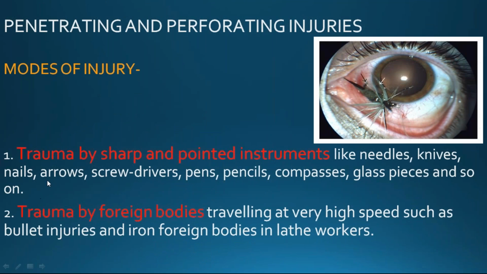Modes of injury: trauma by sharp and pointed instruments like needles, knives, arrows, screwdrivers, pens, pencils, compasses, glass pieces, and so on. Trauma by foreign bodies traveling at very high speed, such as bullet injuries and iron foreign bodies in lathe workers. This is the thorn foreign body in the eye. You can see the thorn here.